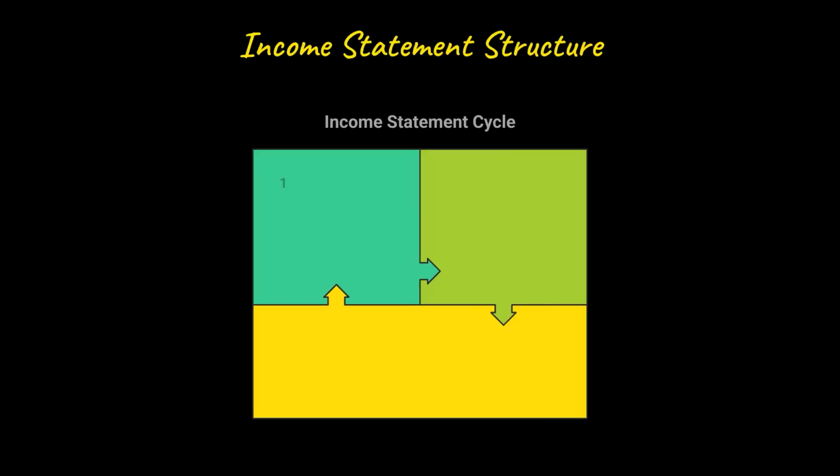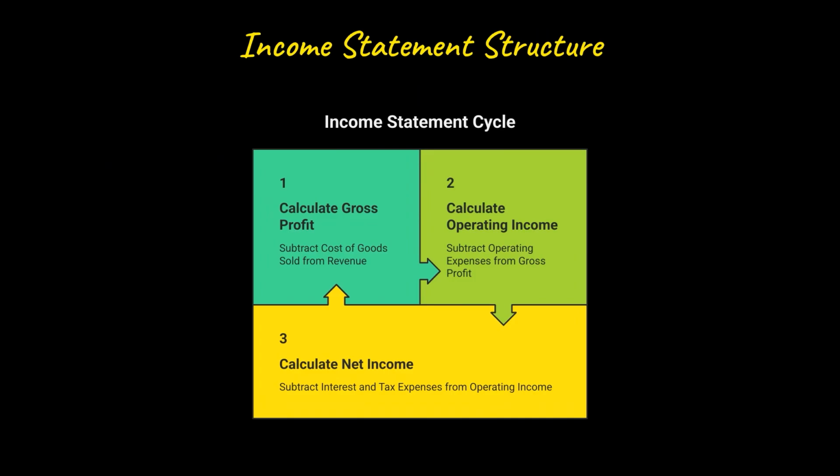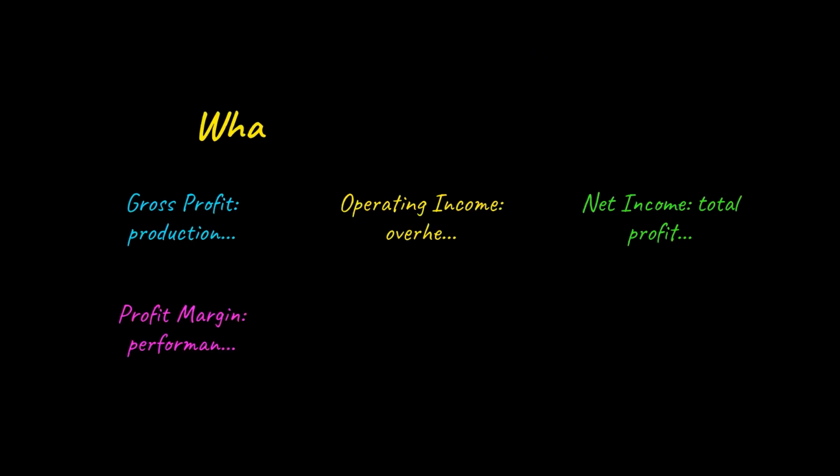The statement begins with revenue at the top. Subtracting cost of goods sold gives gross profit, what remains after direct production costs. Deducting operating expenses like wages, rent, and depreciation yields operating income. Finally, interest and taxes are subtracted to arrive at net income, the profit available to shareholders.